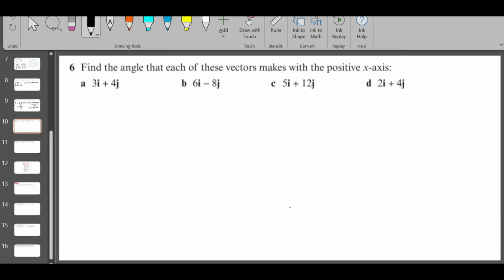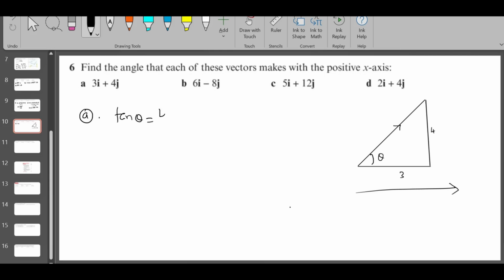Find the angle that each of these vectors makes with the positive x-axis. If you take this vector 3i plus 4j, this is 3 units and then this is 4 units. They are talking about this vector, right? So let's say x-axis is here, the angle will be this theta. So for A, you can just write tan theta is equal to 4 over 3, find theta, tan inverse of 4 over 3.